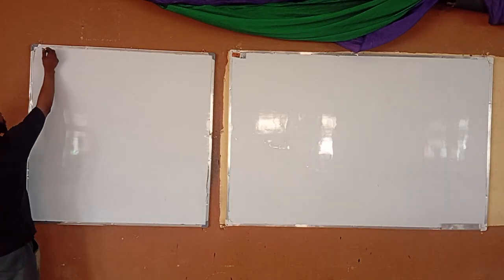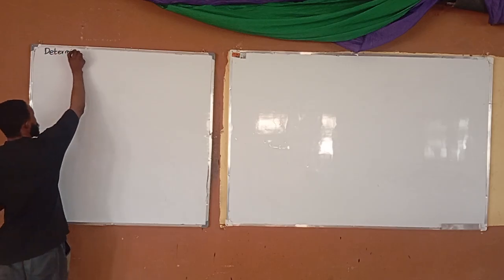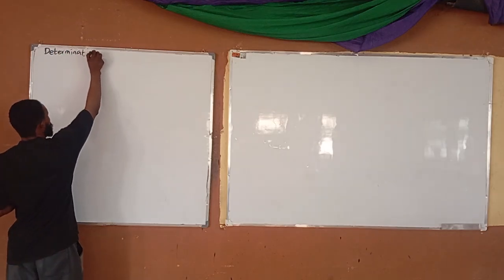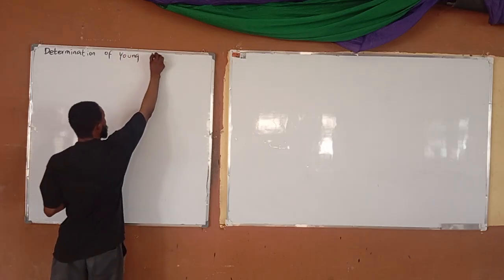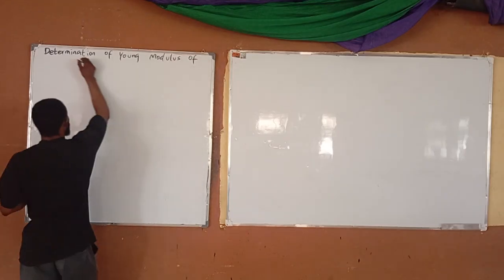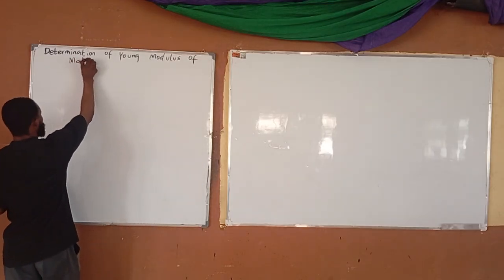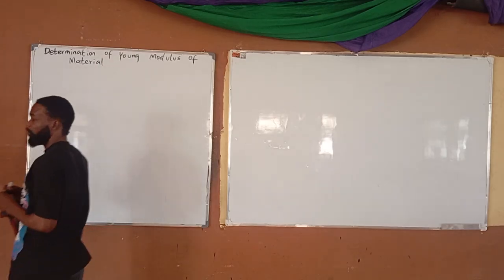So please read out what you have there. That is under that determination. That's page 138. Read out what you have. Determination of what? Of the modulus of material of the wire. Let me see that page 138.